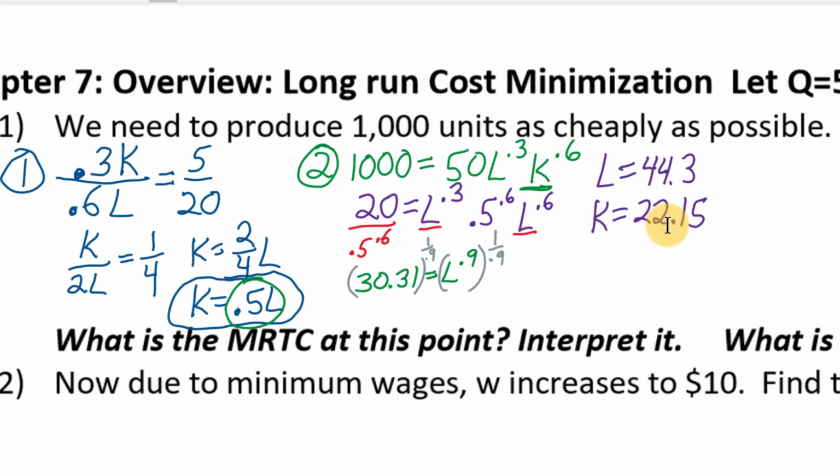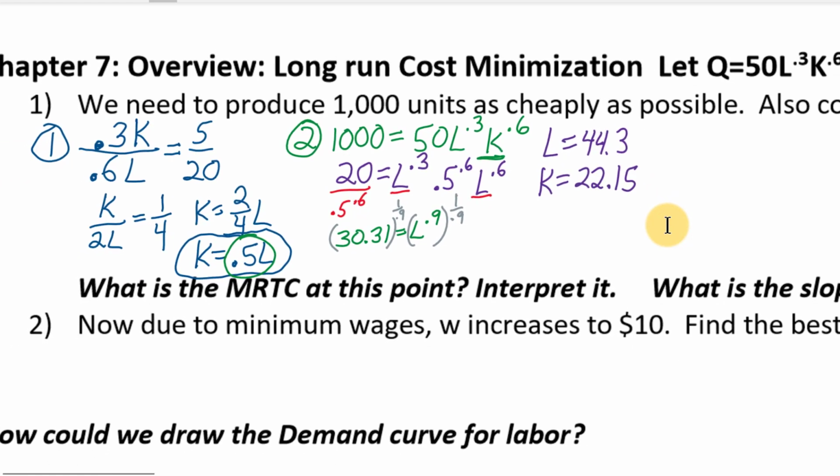Now, in addition to just finding out how much labor and capital we're going to use, one of the really important things we're going to want to focus on when we're analyzing a business's production and costs is to calculate how much this would cost the business to produce 1,000 units. And this is where we plug these values into, in what we'd call in utility analysis, the budget equation. In the analysis of the firm, we're going to call it the total cost equation.